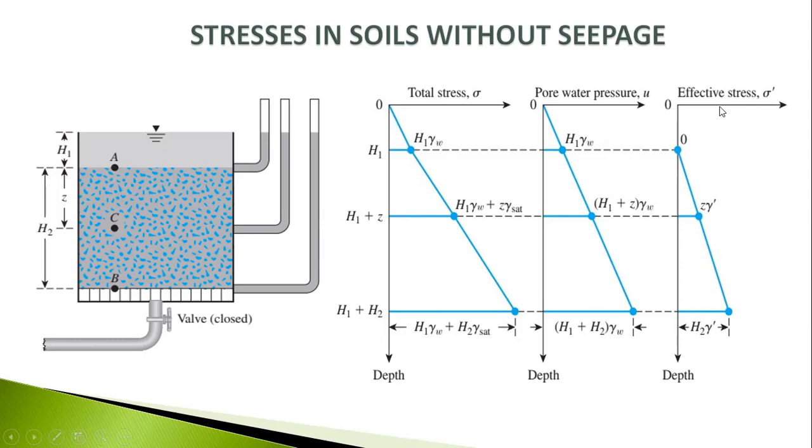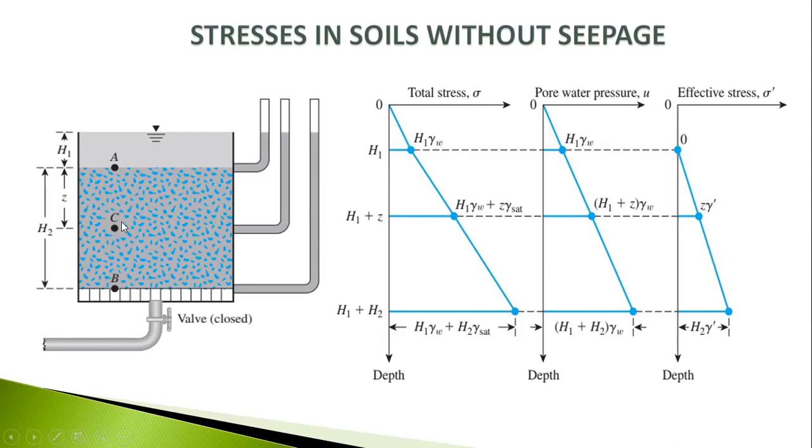What is effective stress? We know that if we deduct the pore water pressure from the total stress, we find the effective stress. Here you can see there is no seepage, that means no water is coming or going. Where there is no height, there is no stress. We found the height h1 at point A, so at point A the stress will be h1 gamma w. Why gamma w? Because this is totally full of water.